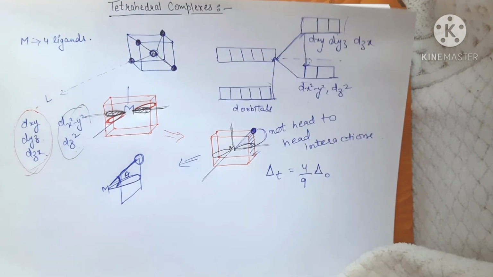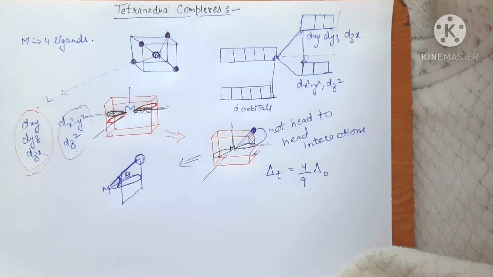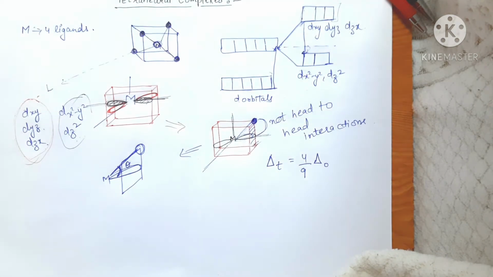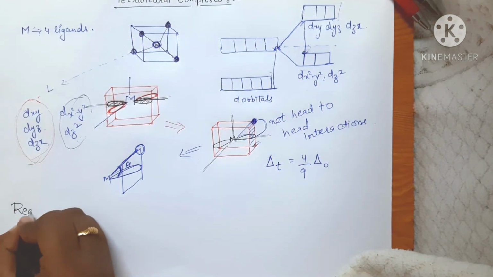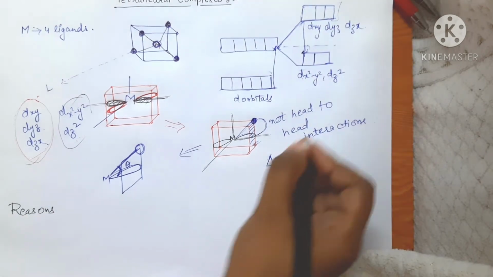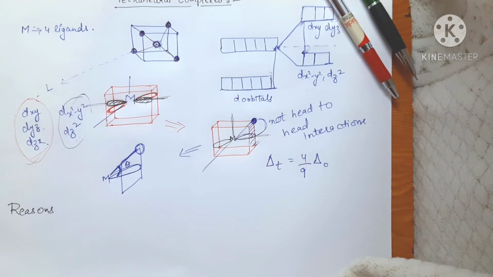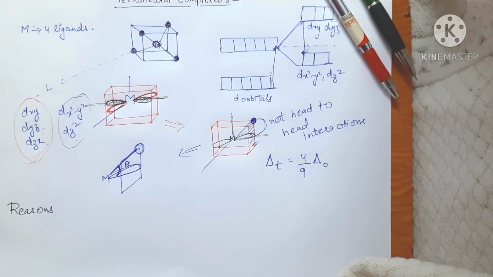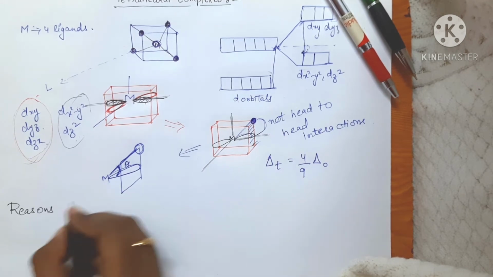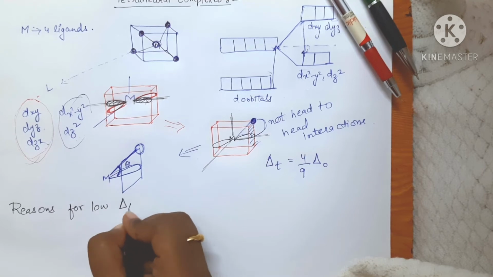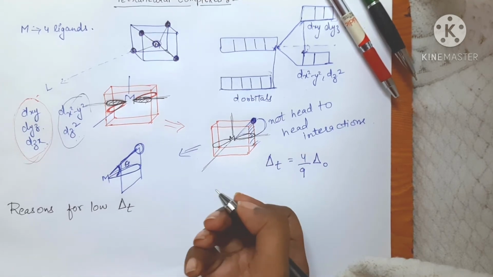Okay, so now if we talk about the reasons, you can write it fully: reasons for low splitting of orbitals in case of tetrahedral complexes as compared to octahedral. So I'm simply writing reasons for low del T as compared to del O.